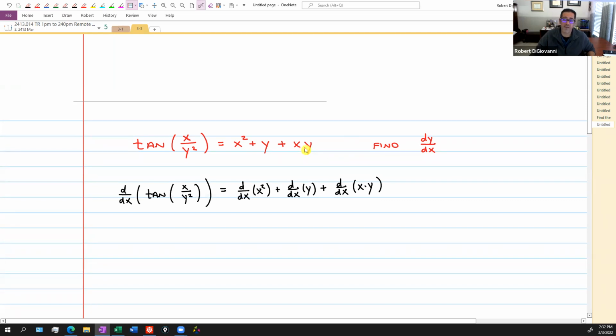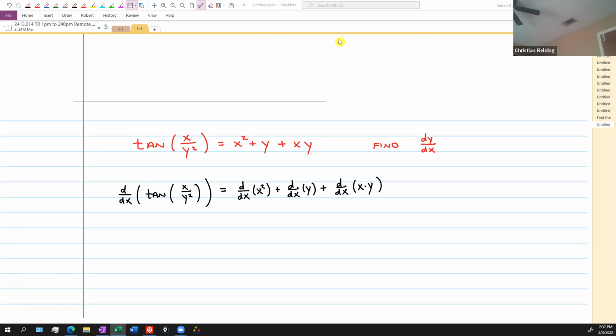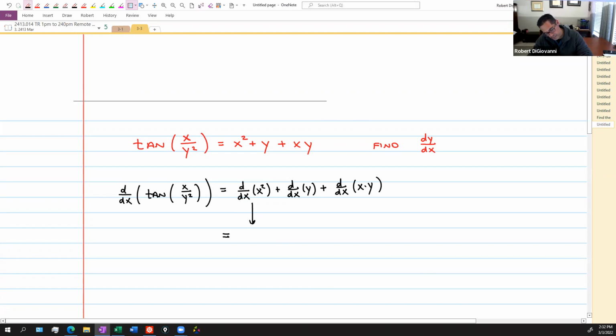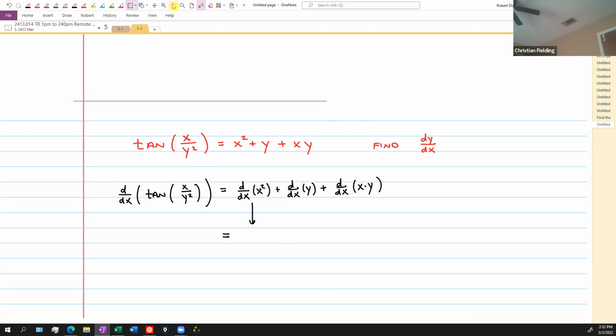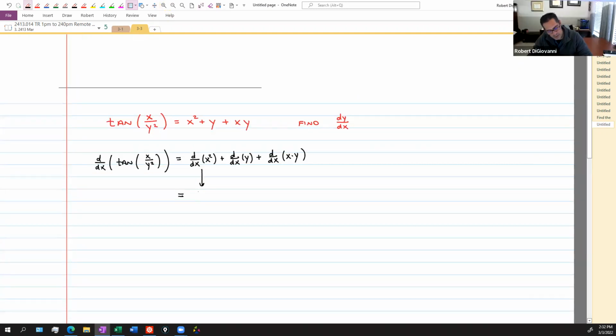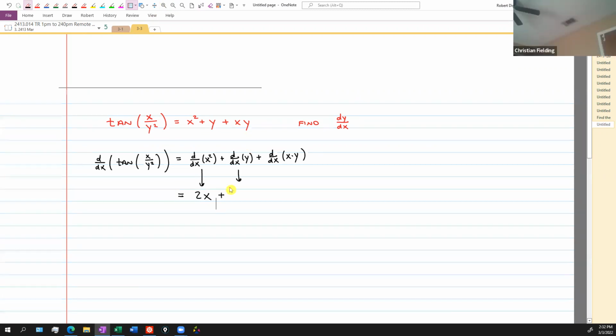Let's do the right side first. I think the right side's the easier of the two. Christian, are you there? Is this making any sense? I think so. Okay, help me out on the right side. Go ahead and give me these derivatives. So what's this one? 2x. 2x, okay. And then what about this one? dy/dx. dy/dx. Okay, good.